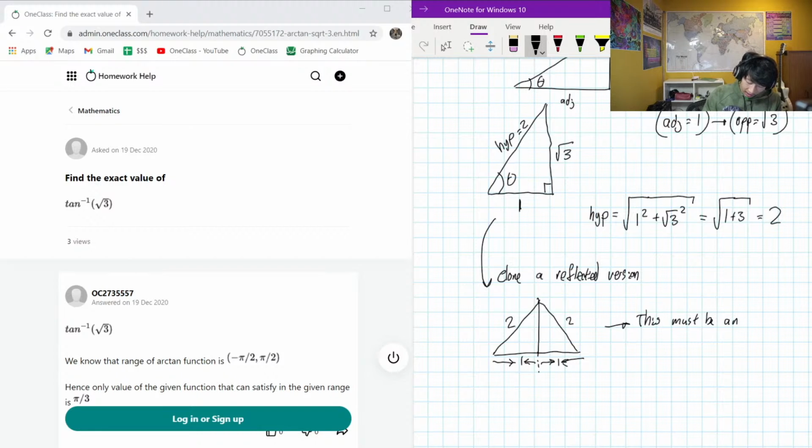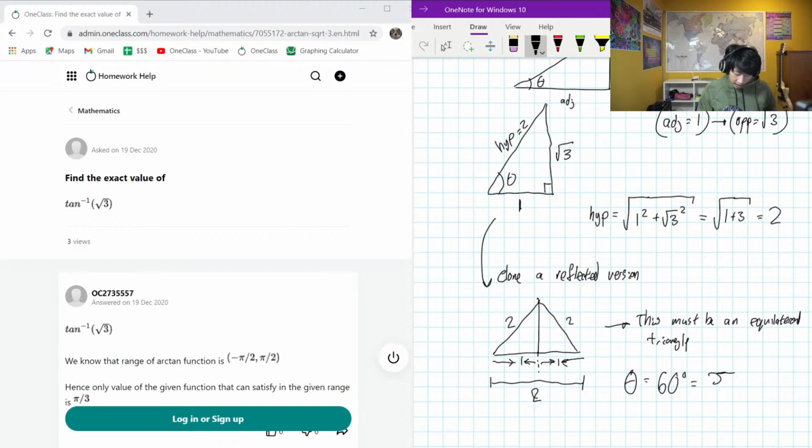Like that. All of a sudden, we have to have an equilateral triangle, because this entire side length is going to be 1 plus 1. That's 2. All the side lengths are the same. So the only angle that we can have in an equilateral triangle is 60 degrees, or pi over 3. So theta equals 60 degrees, or pi over 3.